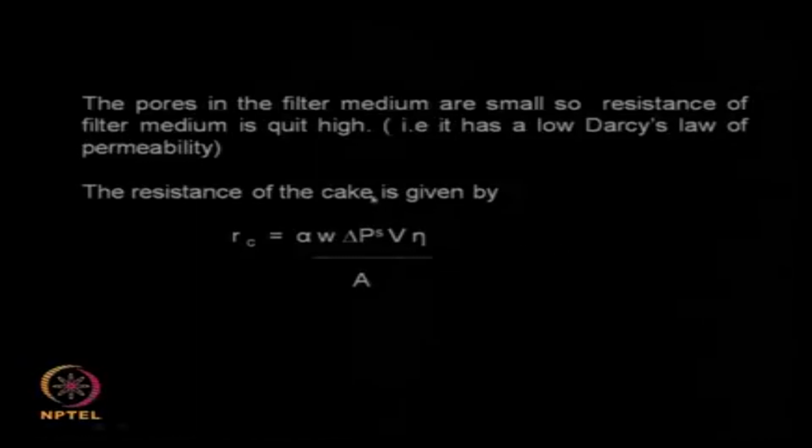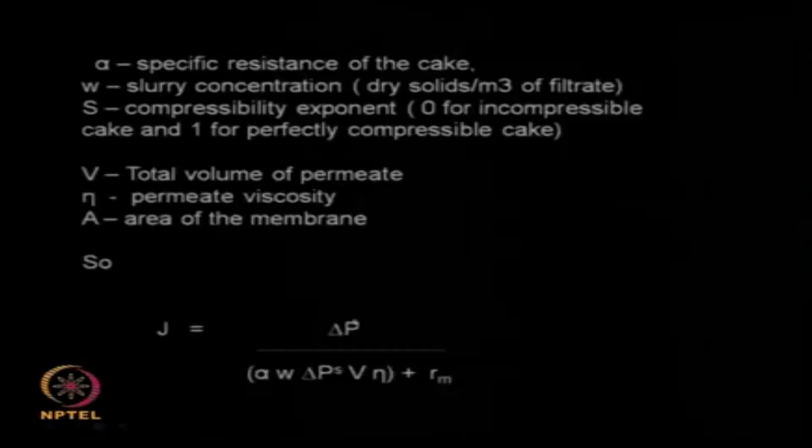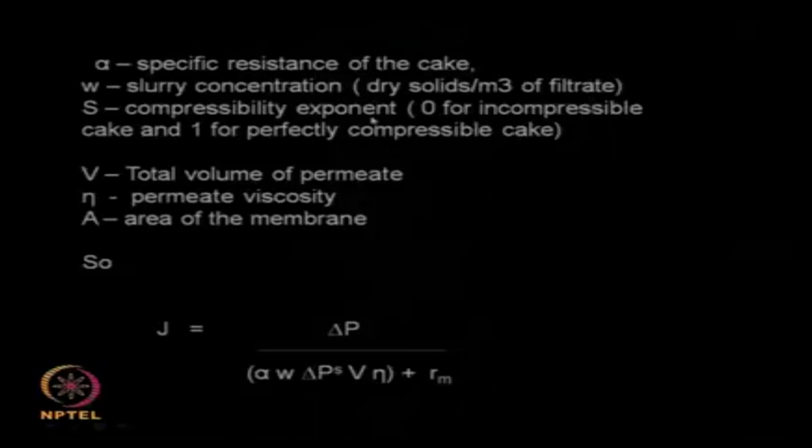Now the resistance offered by the cake, if you recall our old Darcy's law, this is the equation, and delta P raised to the power S because of the compressibility of the cake. A is your area. Alpha is your specific resistance, W is the slurry concentration, dry solids per meter cube of filtrate, S is the compressibility, so 0 for incompressible or 1 for perfectly compressible. So you can have values varying from 0 to 1.